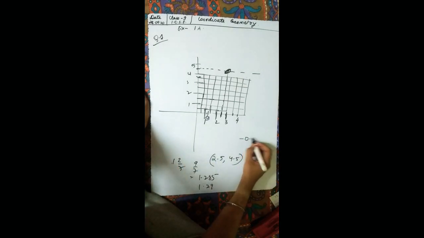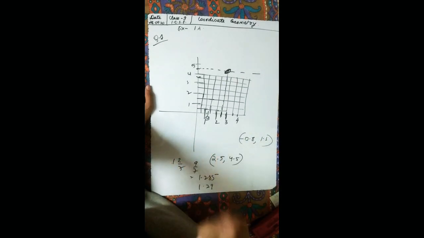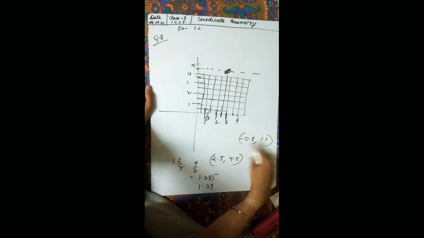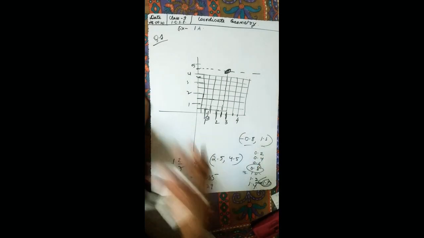For plotting -0.8 and 1.3, you can take 1.1, 1.2, 1.3, 1.4, 1.5 and so on. Or else you can take 0.2, 0.4, 0.6, 0.8, 1.0, then 1.2 and 1.4. Between 1.2 and 1.4 you will get 1.3. So you got these two points and you will get the answer. You can plot the point.